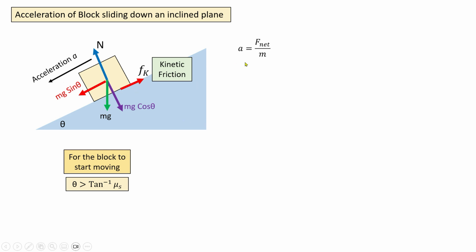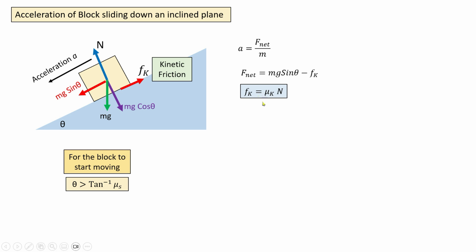And how do we do that? Using Newton's second law. Acceleration is equal to net force divided by mass. As we discussed earlier, the normal reaction and mg cos theta will cancel each other out. So the net force will be along the incline. We have mg sin theta going down the incline. Kinetic friction is acting up the incline. So what will be the net force? It will be the subtraction between these two forces. So the net force will be mg sin theta minus the kinetic friction.